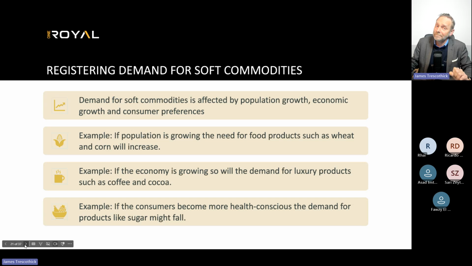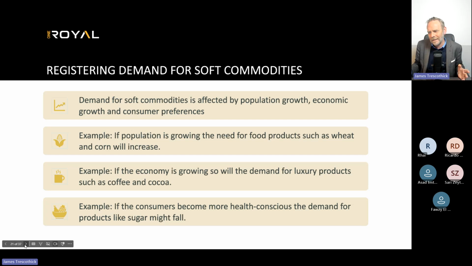And registering demand. Here we go. Registering demand. That's supply. How do we register demand? Well, obviously, as it's agricultural, it's food majority. It's affected by population growth or economic growth and consumer preferences. Don't forget, for example, if a population is growing, the need for food products such as wheat and corn will increase. If the economy is growing, so will potential demand for luxury products such as coffee and cocoa, more chocolate, more fancy coffee from Starbucks. So that's the sort of thing we need to bear in mind.